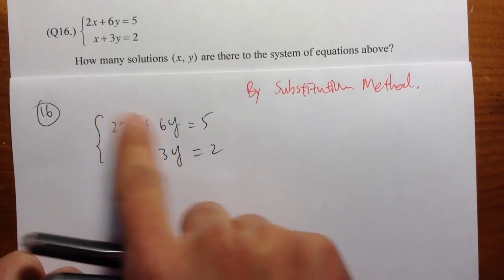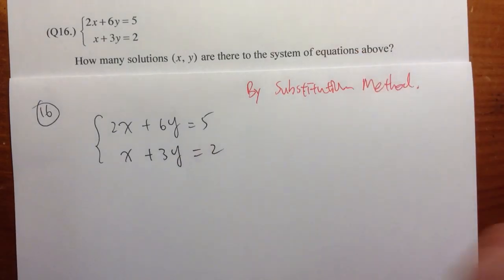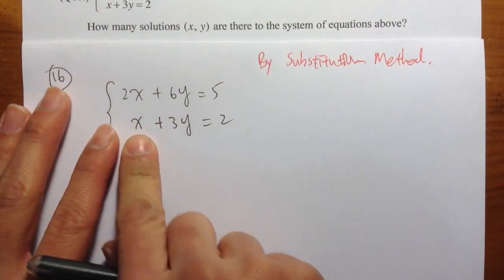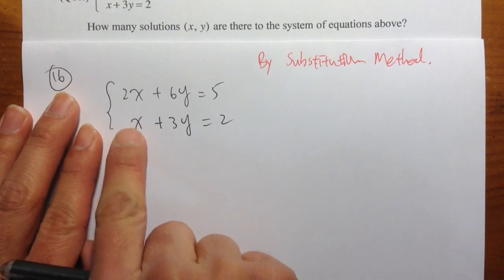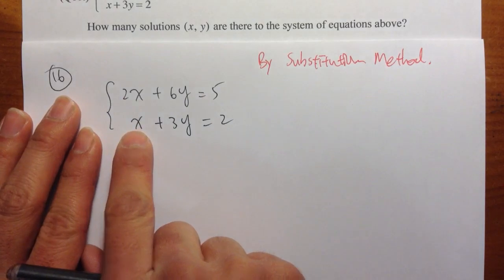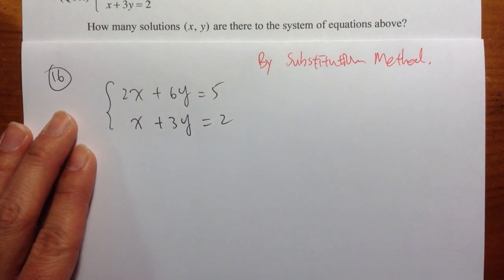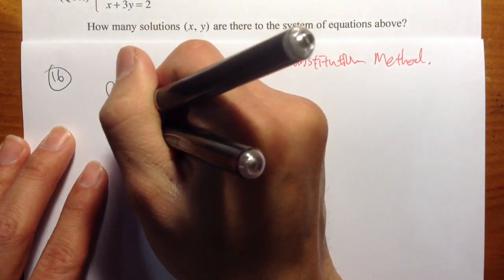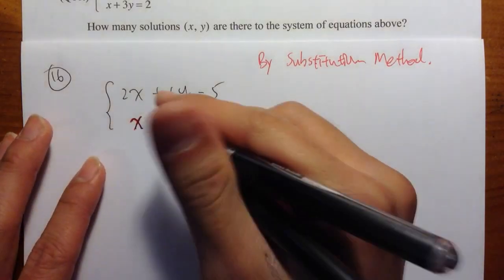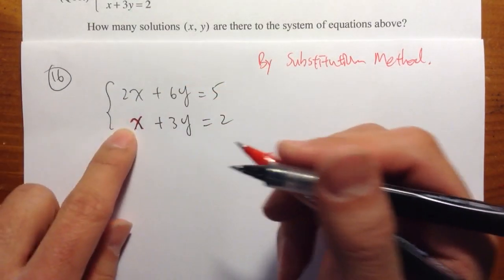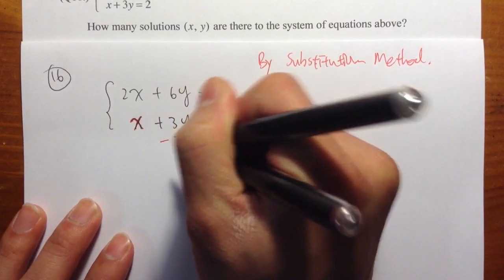We have 4 choices, and we are going to figure out which one is the easiest. Since this x has a coefficient of 1, the number in front of the x is equal to 1, it's relatively easier to isolate this x compared to the 2x, or the 6y, or the 3y. So I want to focus on isolating this x, and I can do that in just one step. I have x plus 3y is equal to 2. I can just subtract 3y on both sides.